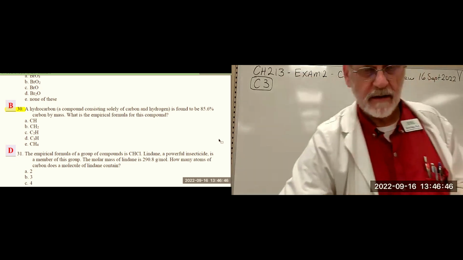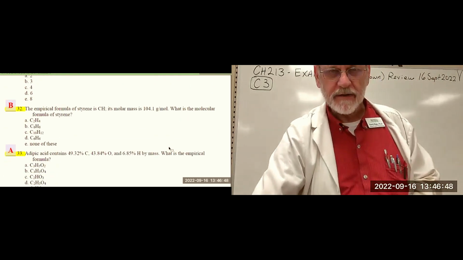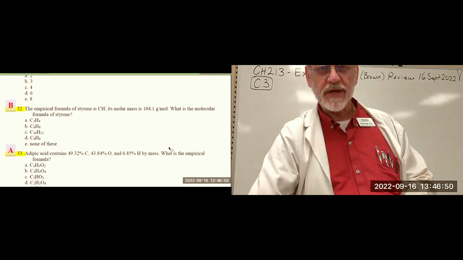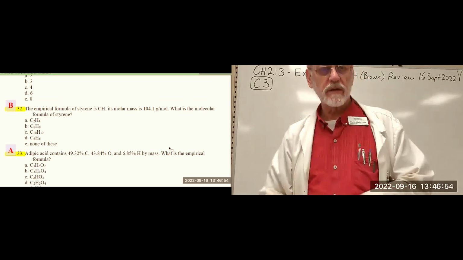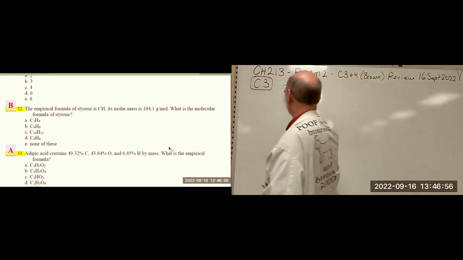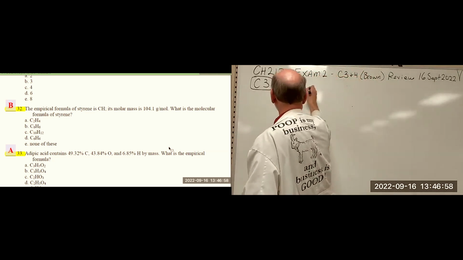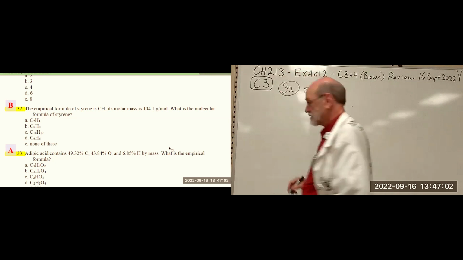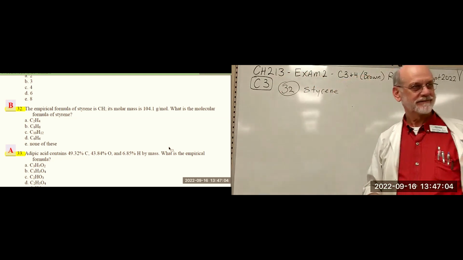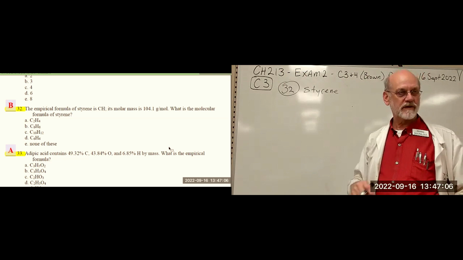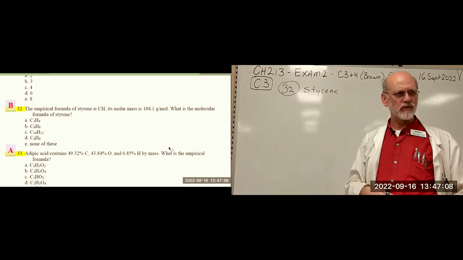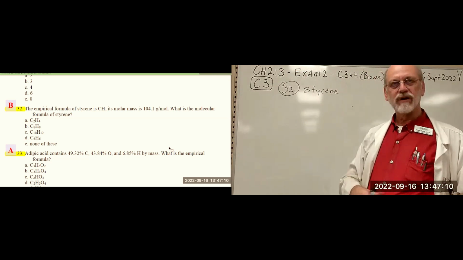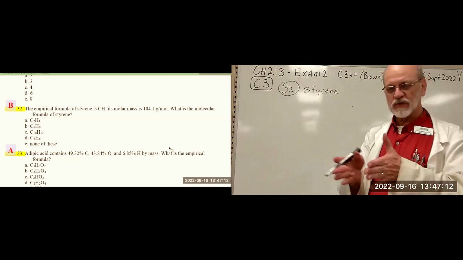All righty. Let's find a challenging one. The empirical formula of styrene is CH. Its molar mass is 104.1. Okay, do this one. So styrene, as in polystyrene, right, foam coolers, the cheap coolers, or they blow it into the more expensive coolers between the walls.